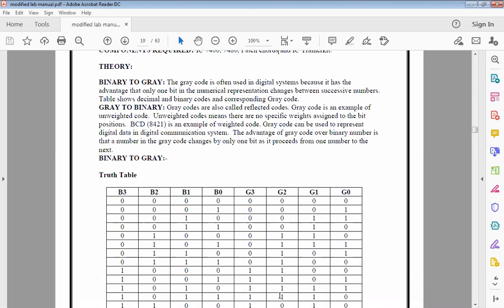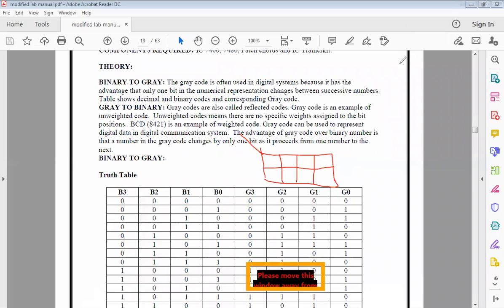So now we have this K-map, right? How does a K-map work? I think you all know, right? Can someone tell me how does a K-map work? How do we use a K-map? You fill the boxes according to gray code.